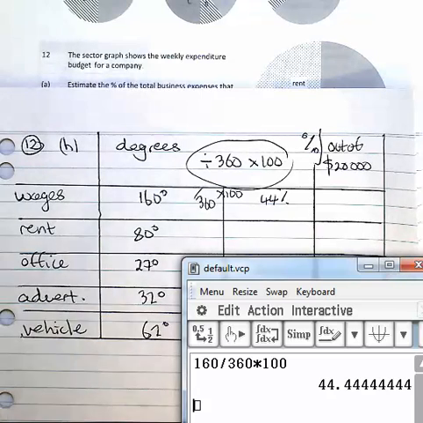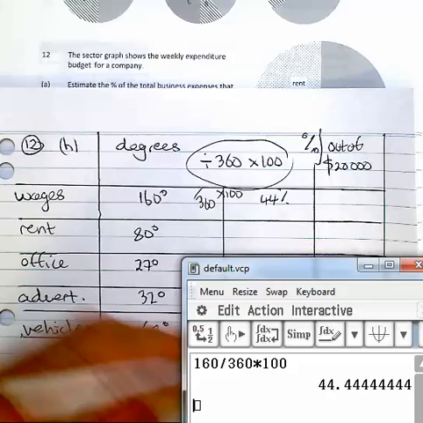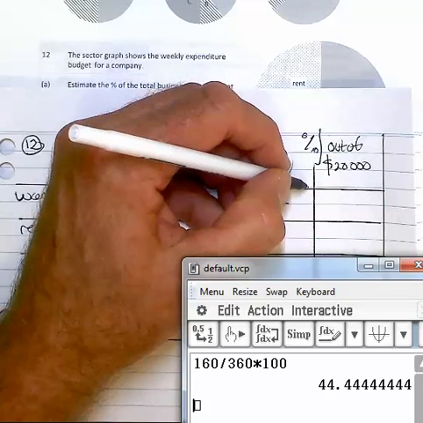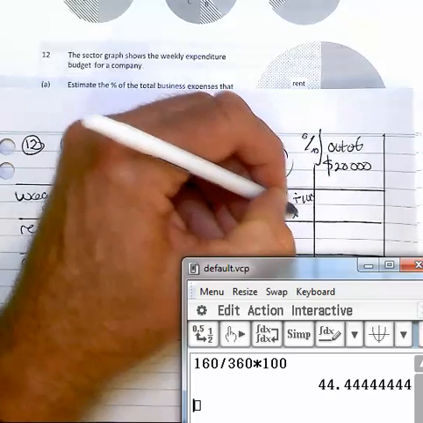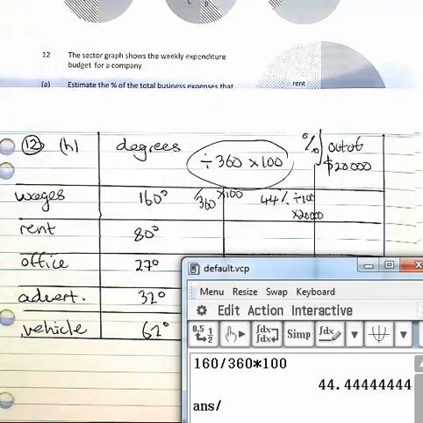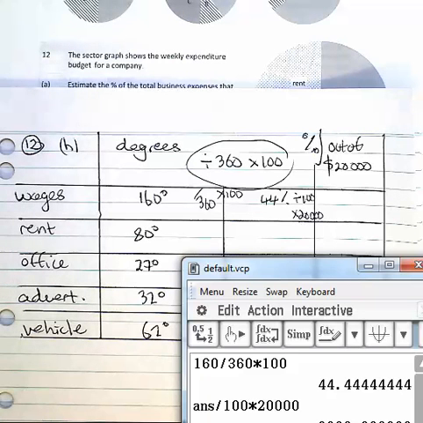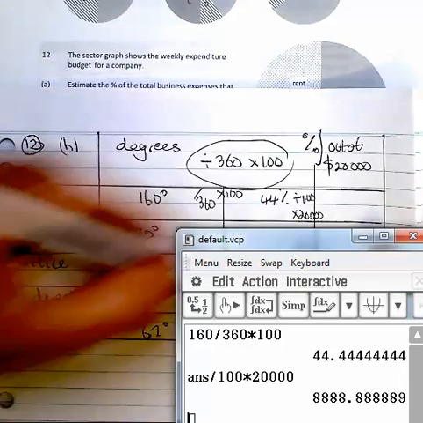Later on you'll be asked to find out how much that transfers out of 20,000. So having got my 44.4%, I'm going to divide that by 100 and times it by the 20,000. And that gives me around about $88,090.